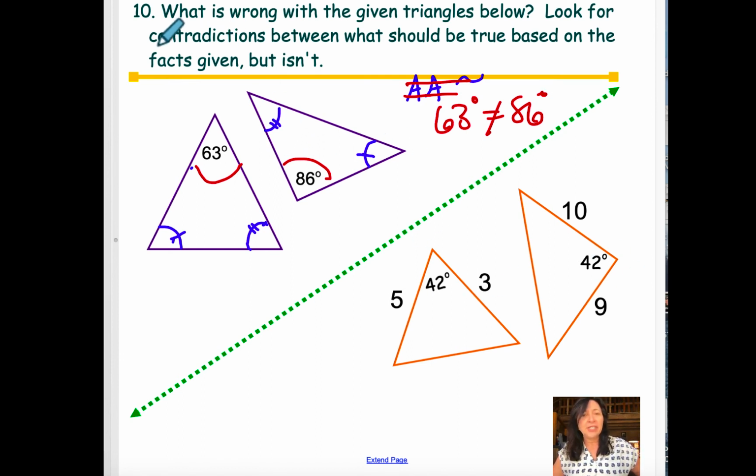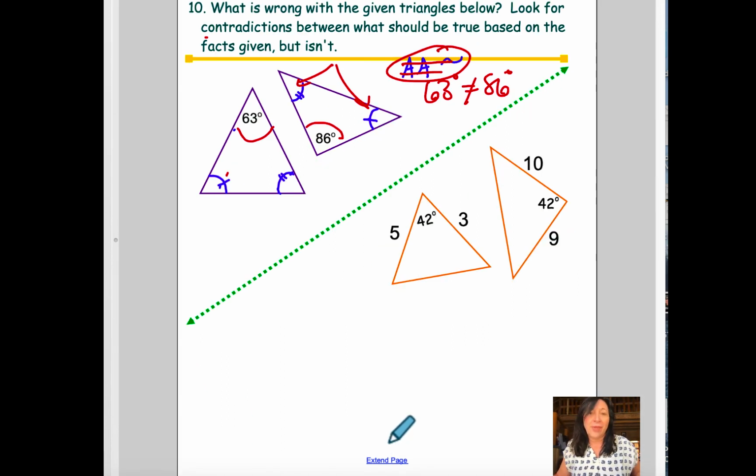And then the contradiction is it looks like if you have two angles that are congruent, then it should be similar by angle similarity, but it's not because they're not congruent. So that's the contradiction. For these two problems here, it says what's wrong with these two triangles.